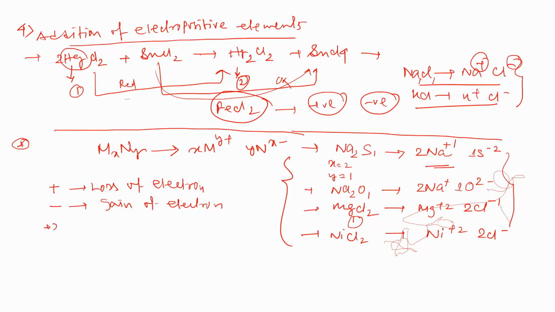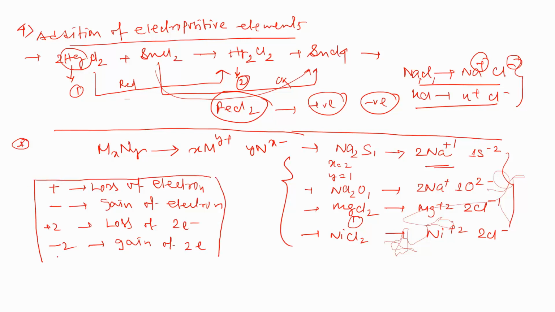Suppose there is a plus 2 charge, so loss of 2 electrons. Suppose there is minus 2, so this is the gain of 2 electrons. These are the basic terms we have to know before learning redox reactions in terms of electron transfer. Electron transfer means there will be loss of electron and gain of electron.